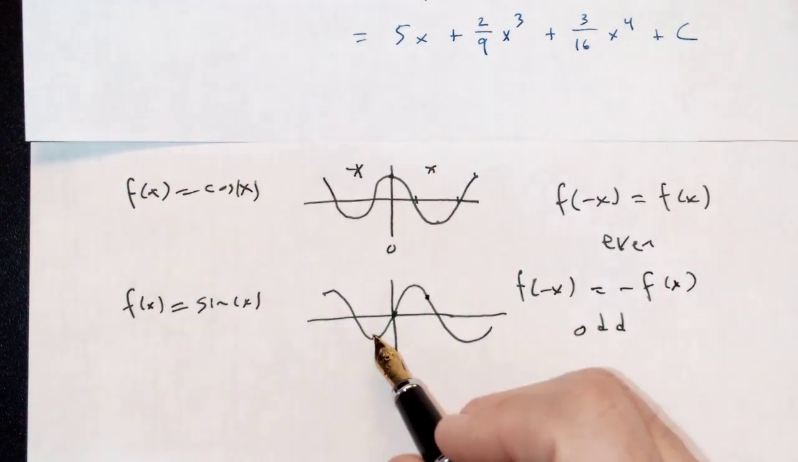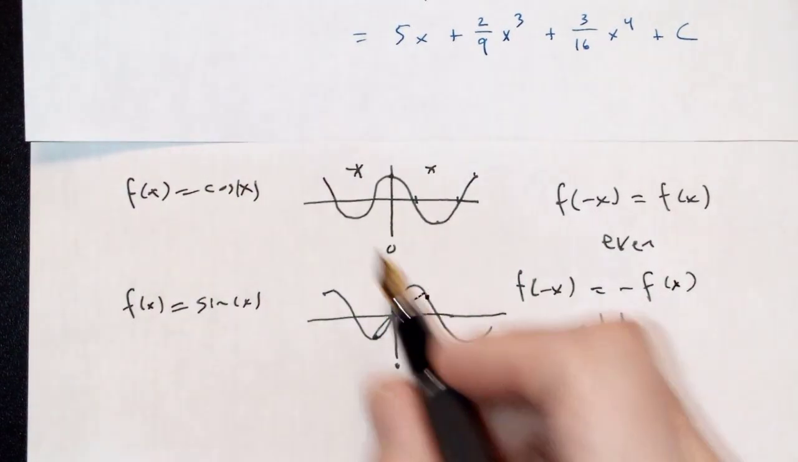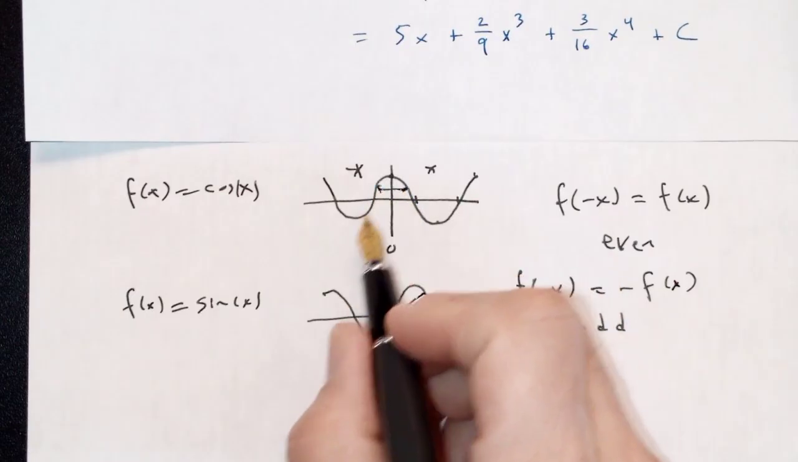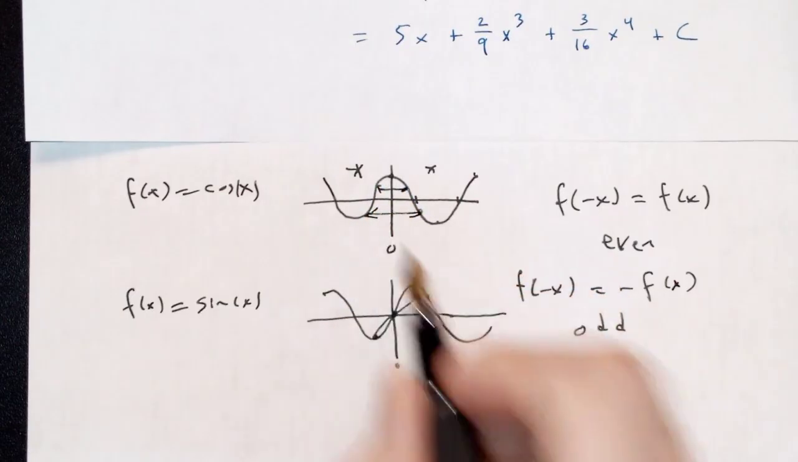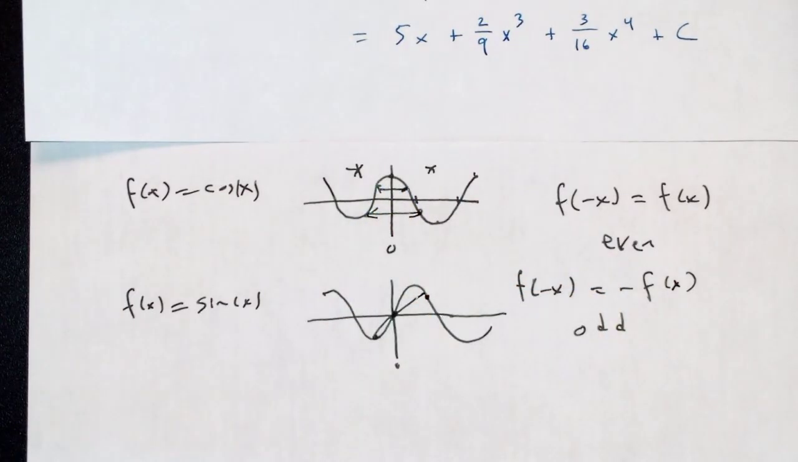So I can do it literally by looking at the symmetry left to right. When they're even, they're like a book. Everything on the left is exactly the same as what's on the right. When they're odd, it's that diagonal symmetry that goes through the origin. Everything that's up on the right has to be down on the left. Everything that's down on the right has to be up on the left.